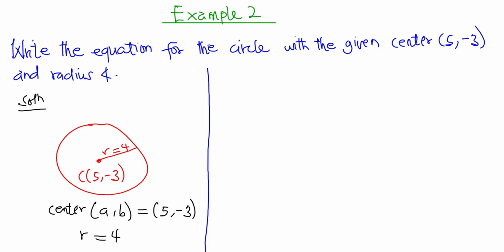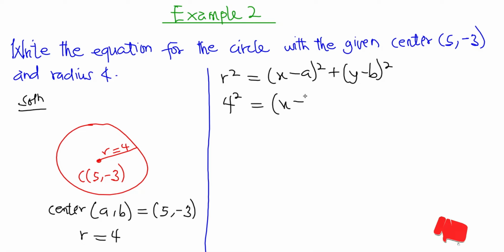Now the equation of the circle is giving us R squared, which is equal to (X minus A) all squared plus (Y minus B) all squared. Now R squared from the question is giving us 4, so we have 4 squared is equal to (X minus, now A is giving us 5, so we square it) 2 plus (Y, and B is giving us minus 3, also we square that one).